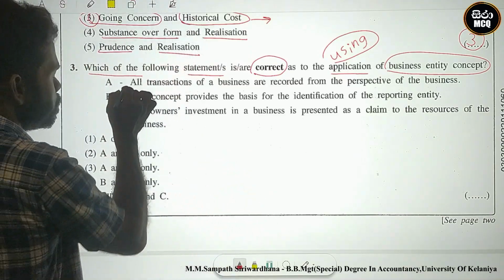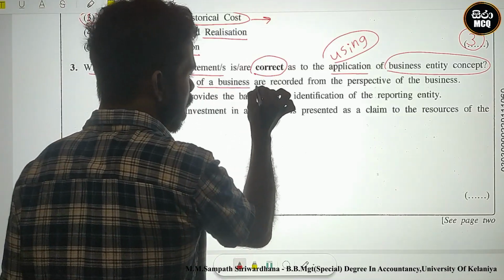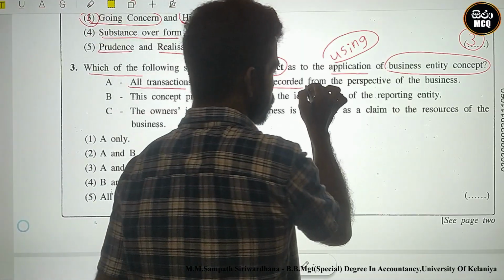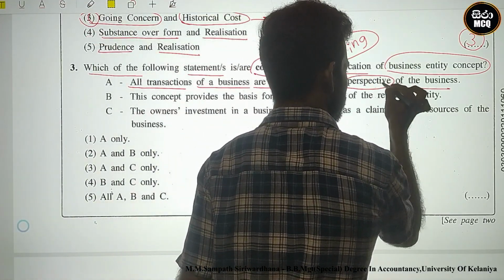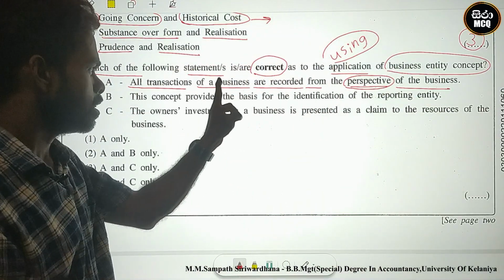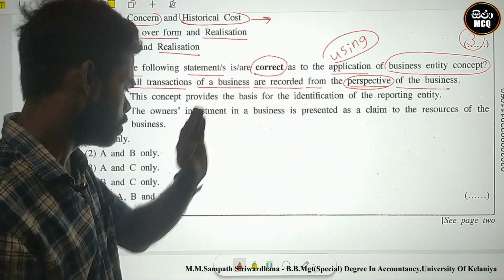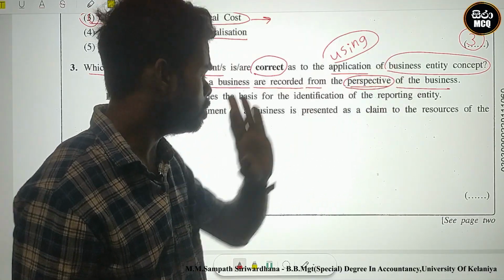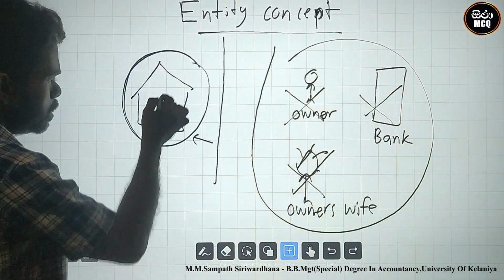Look here, first one. All transactions of the business are recorded from the perspective of the business. What is the meaning of perspective? All transactions of the business are recorded from the perspective of the business. Perspective means this is the business.